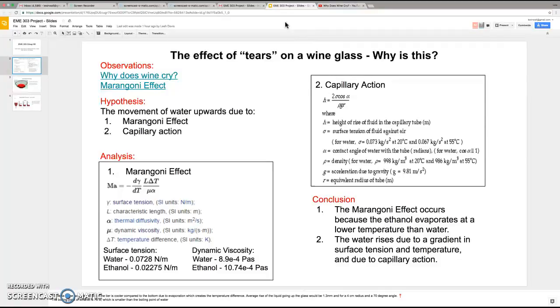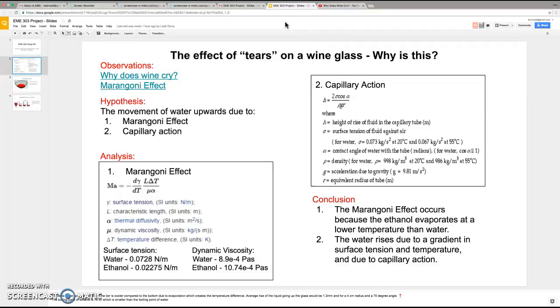For the capillary action, with a temperature difference, an average rise of the liquid going up the glass could be 1.3 millimeters with a 4 centimeter radius and a 70-degree angle. Capillary action is the ability of a liquid to flow in narrow spaces without the assistance of, or even in opposition to, external forces like gravity. It occurs because of intermolecular forces between the liquid and surrounding solid surfaces. If the diameter of the tube is sufficiently small, then the combination of surface tension and adhesive forces between the liquid and container will act to propel the liquid up.